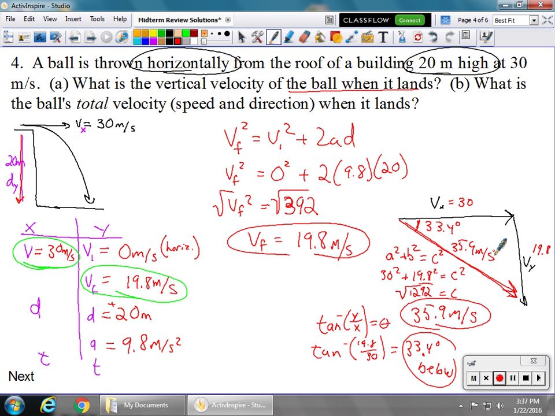That's the end of our first projectile problem. We might do a couple more in the future, but we'll move on to number 5.